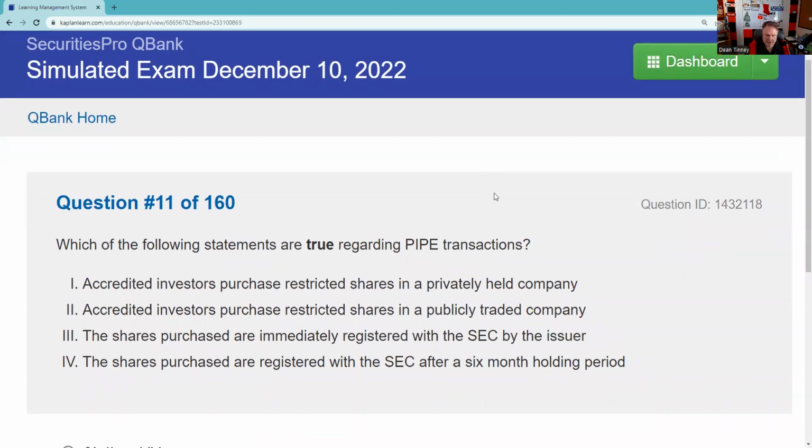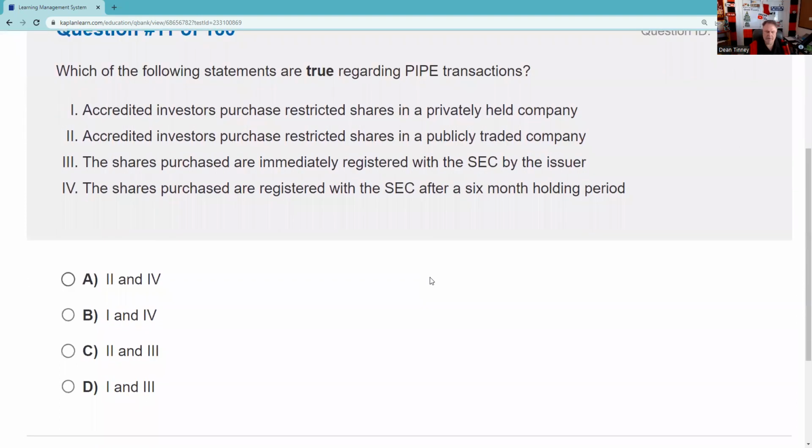Which of the following statements are true regarding PIPE transactions? That's private investment in public entities. So what you're getting there is unregistered stock in a public company. Accredited investors purchase restricted shares in a privately held company. Well, that means you don't know that the other P is a publicly held company, right? That's what the second P is, private investment public entity. So it's not 1. 2, accredited investors purchase restricted shares in a publicly traded company. That is indeed true. 2 is true. The shares are immediately registered with the SEC by the issuer. Well, yeah, the game here is I'm buying them unregistered at a discount, then they're going to be immediately registered, and hopefully they'll be at a higher price. The shares purchased are registered with the SEC after a 6-month holding period. No, it's 2 and 3.